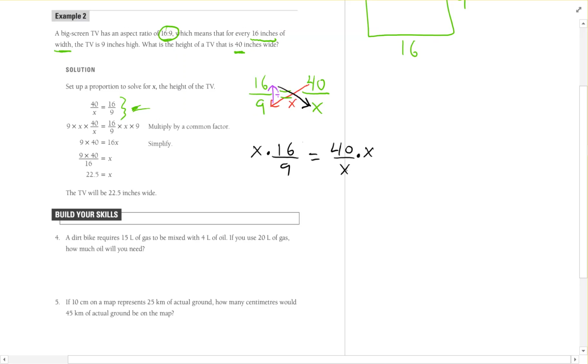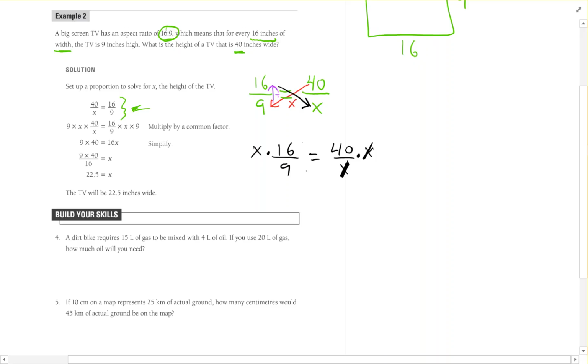Then what happens is you've got x over x on the right side here. So those would cancel, or they'd end up equaling 1, right? X divided by x is 1. And then on the left side here, now I have x, right? So x times 16 over 9.